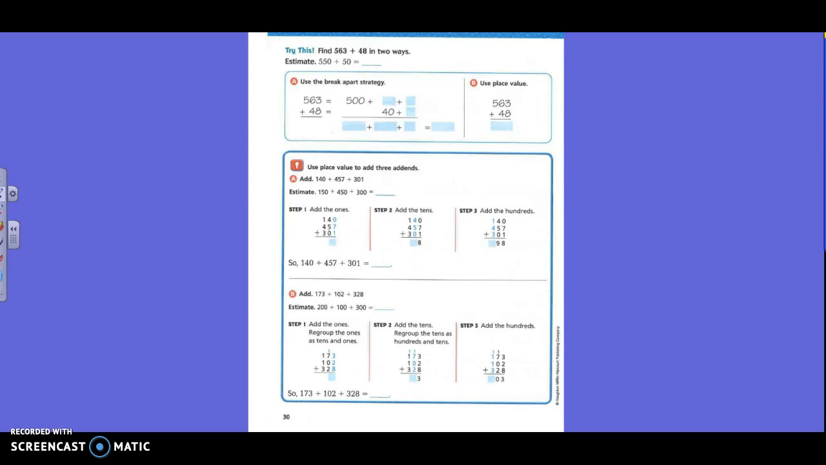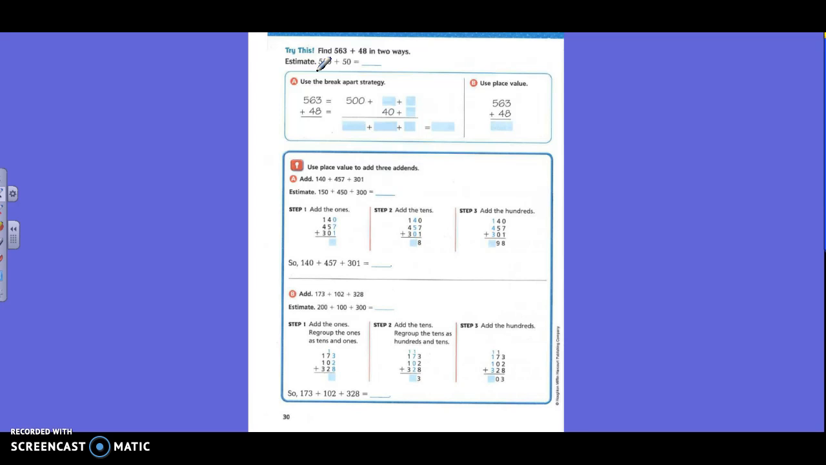563 plus 48. What is 500? They rounded 563 to the nearest 50. Okay? 563 to the nearest 50 or the nearest 25 is 550. That's their estimate for you because they're using compatible numbers. Okay? They're using compatible numbers to find this.